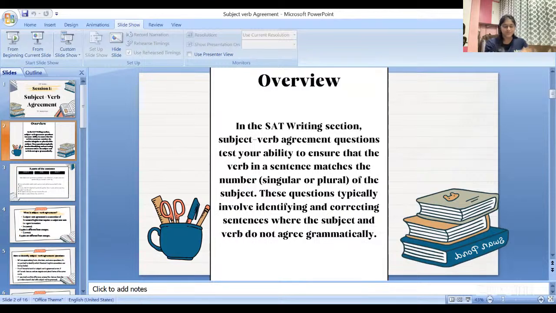Okay, no problem. I'll tell you what are gerunds and infinitives. So gerunds are basically noun plus ing, and infinitives are basically to plus verb. I'll give you an example: Swimming is my only hobby.